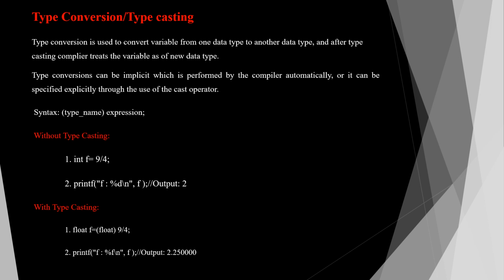The syntax of the type conversion is the type name and the expression. So here the examples are there, without typecasting and with typecasting.